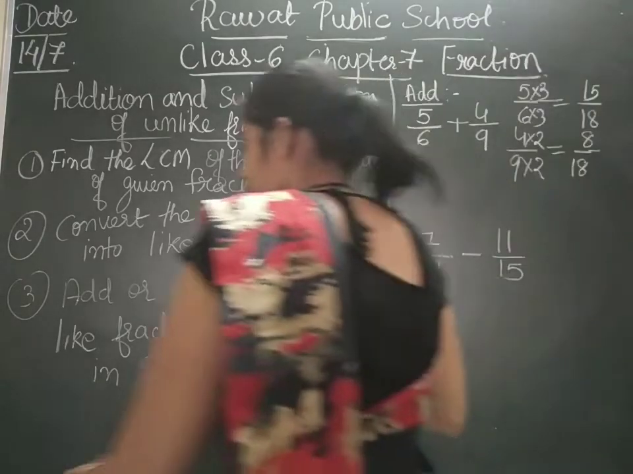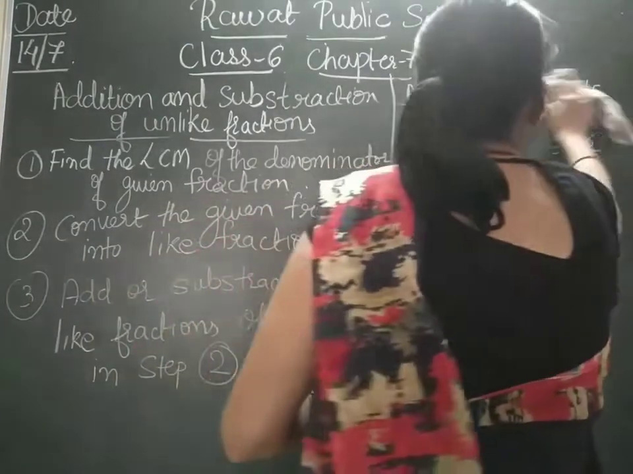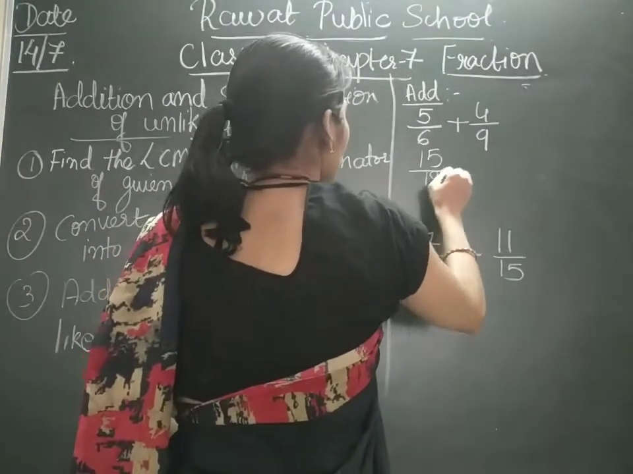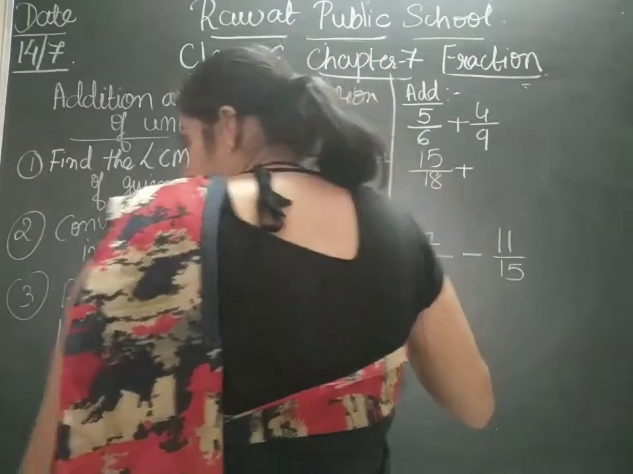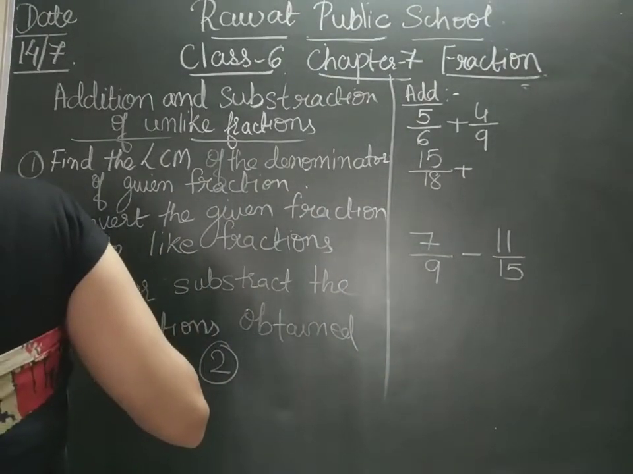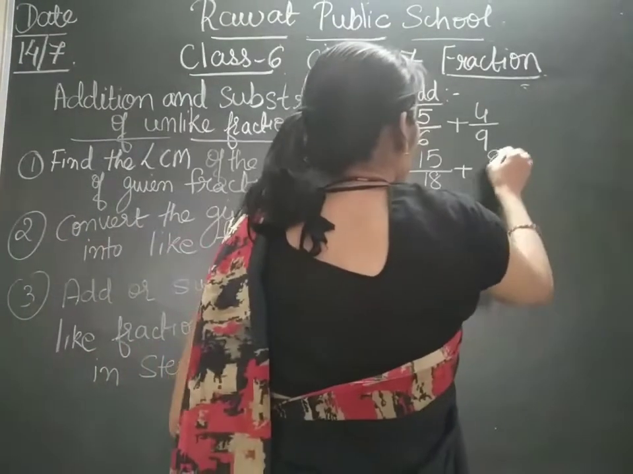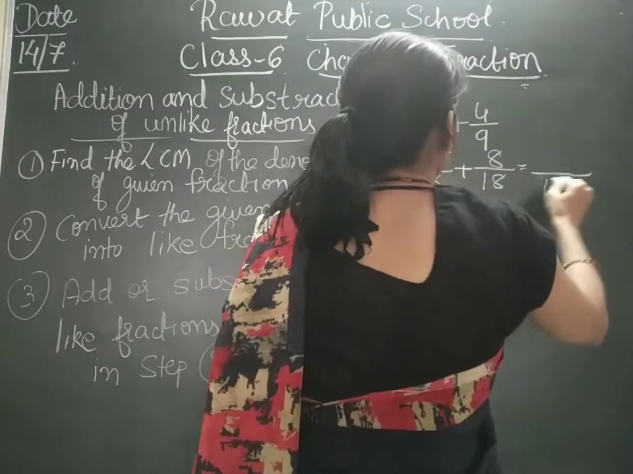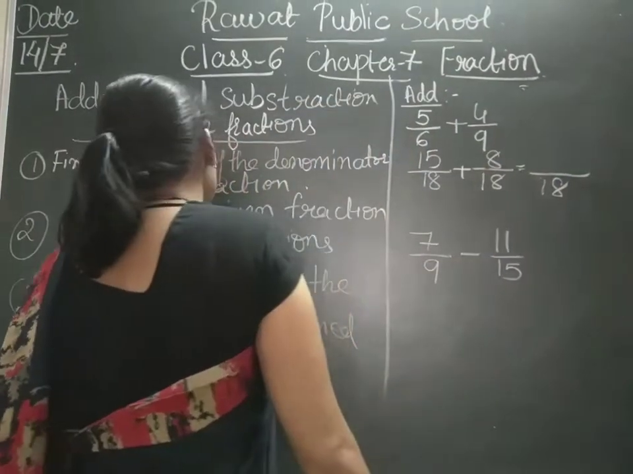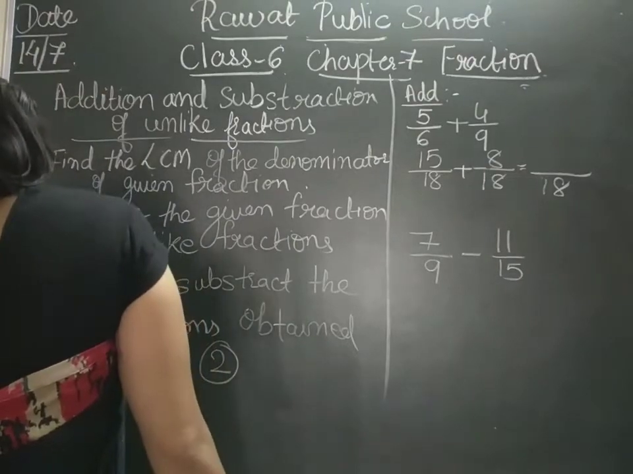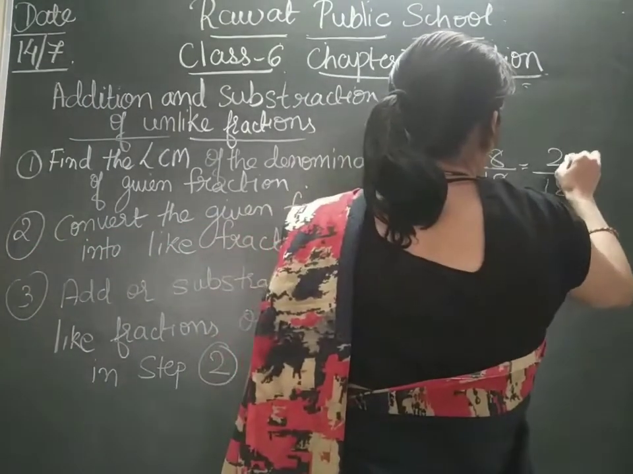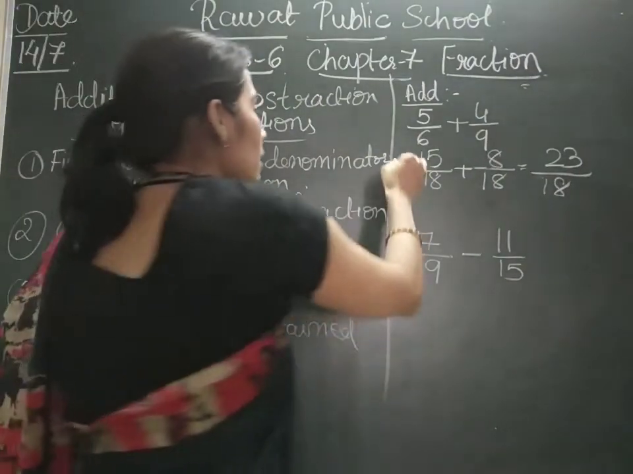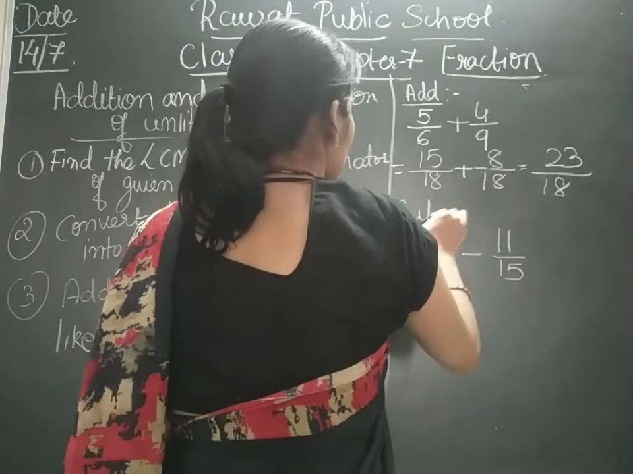So let's add them. 15 by 18 plus 8 by 18. The denominator is common. So 15 plus 8 will give you what? Yes, it will give you 23. So you got the answer 23 by 18. Now, in the same way, we will do the subtraction.